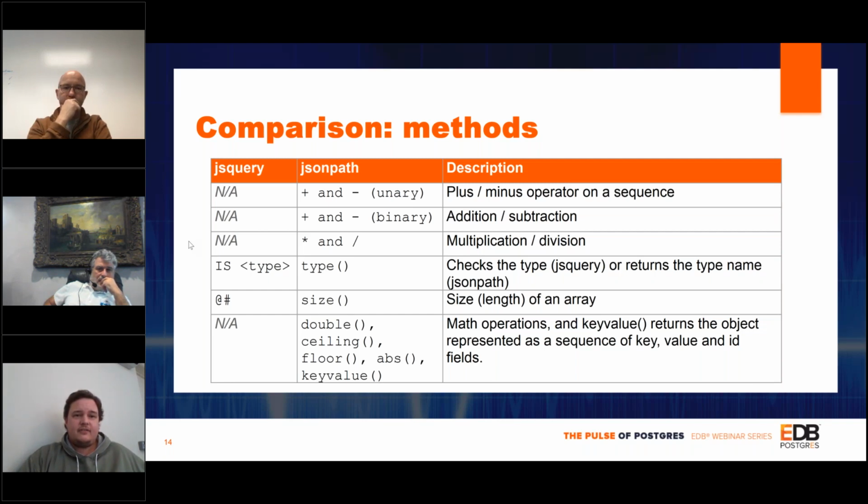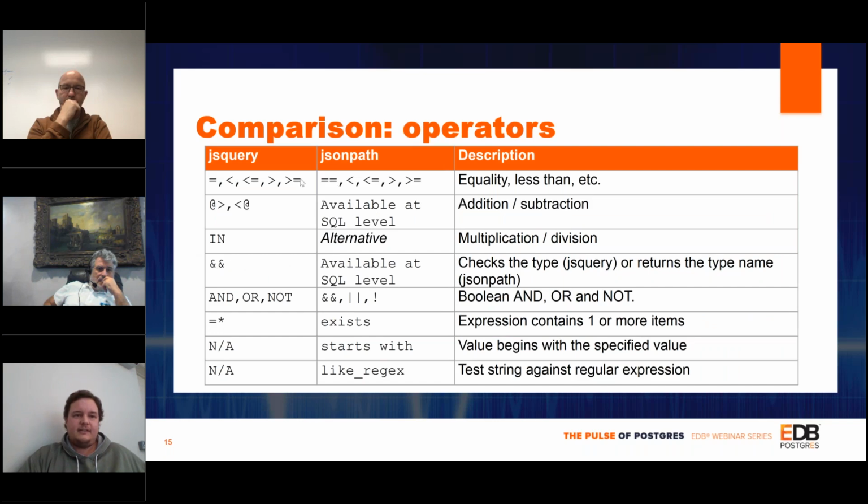Then we've got various operators. I won't go through them all in detail, but you can see in some cases they're very similar, like this first line. They're all the same except the equality operator is double equals in JSONPath, and the rest are the same. So that's the same when you query JSQuery and JSONPath expressions. So addition and subtraction. That's available at the SQL level, or you could use the operators mentioned previously.